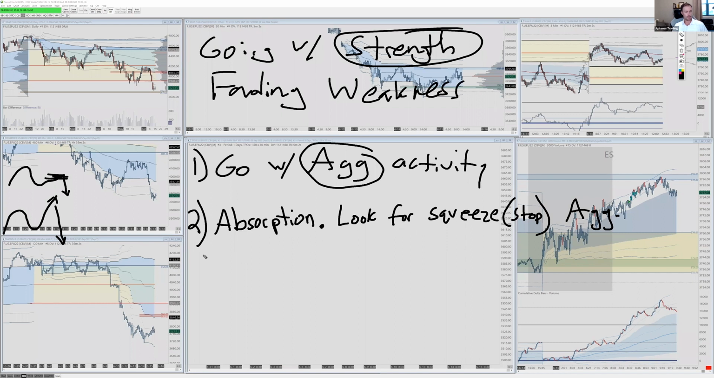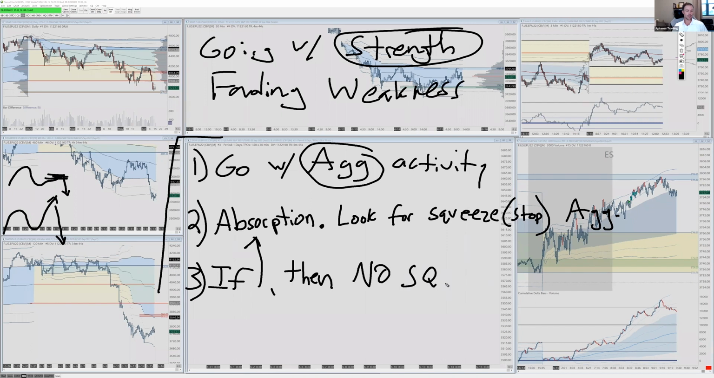Now, I go to phase 3 of reading order flow, right, with absorption and things like that. If there's absorption, then no squeeze. We go back to step 1.